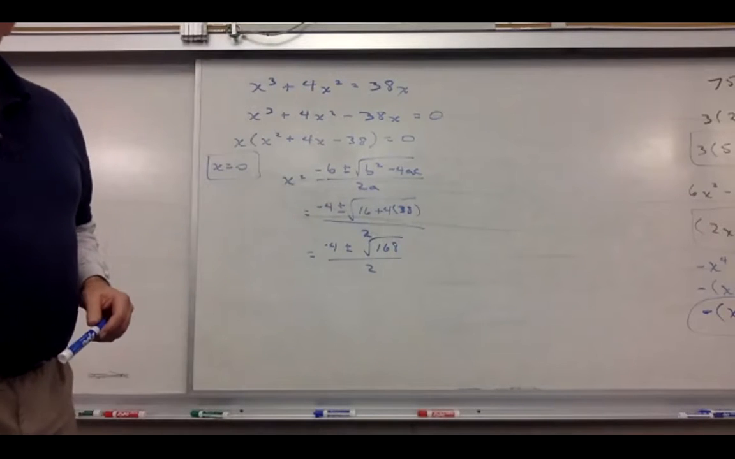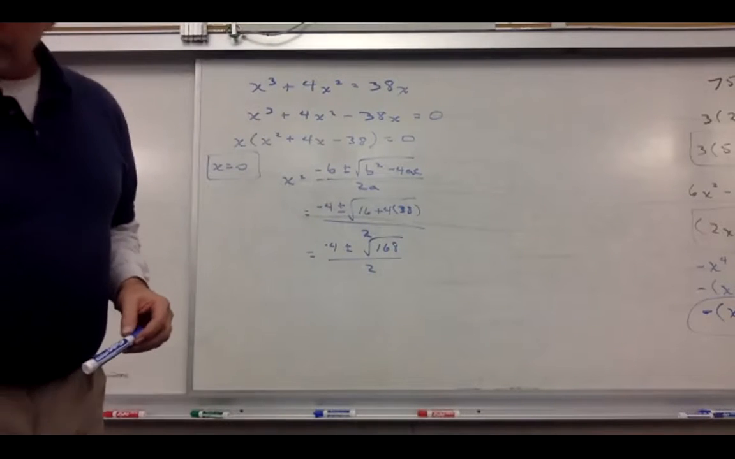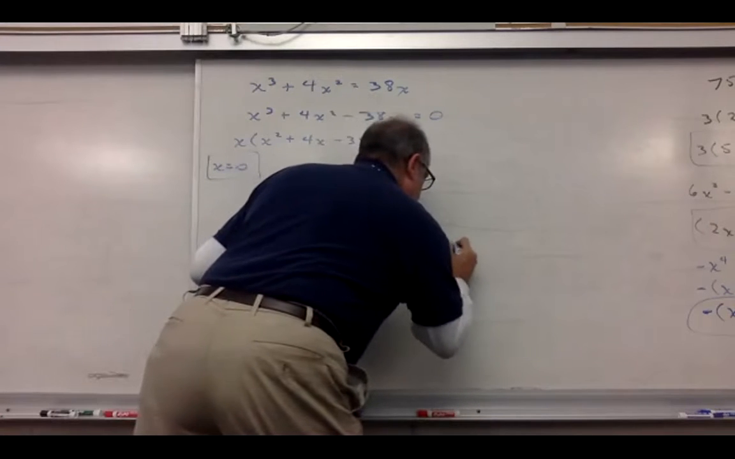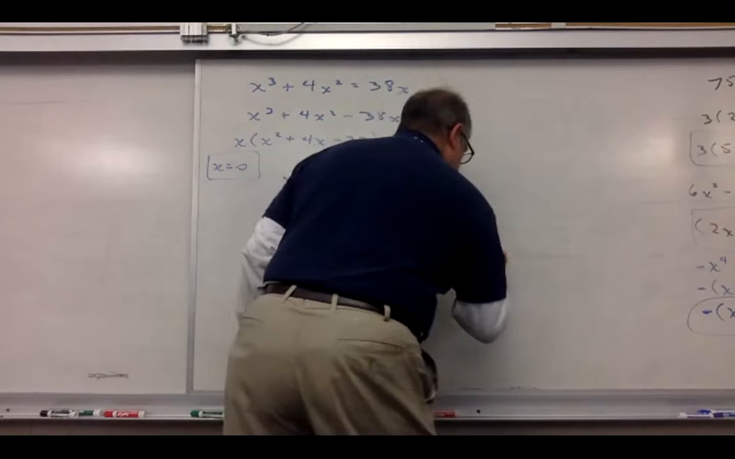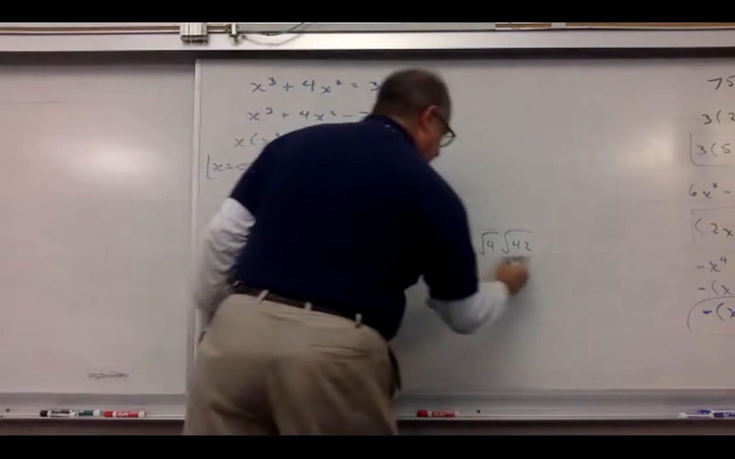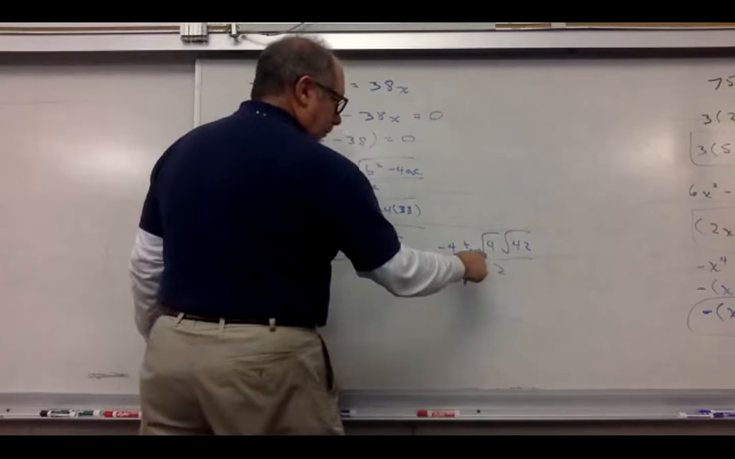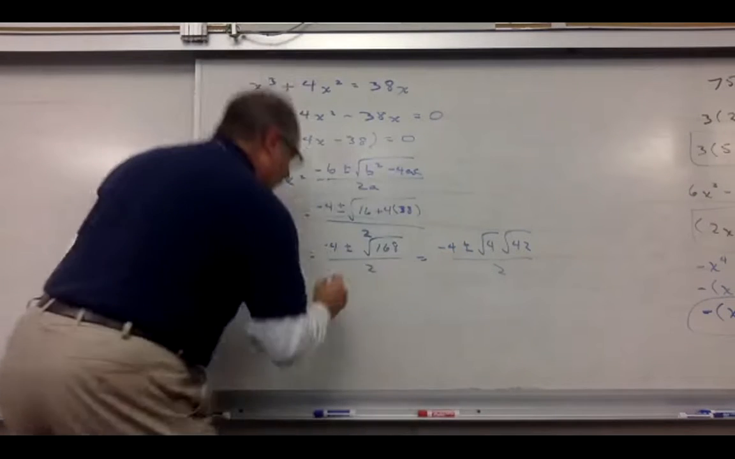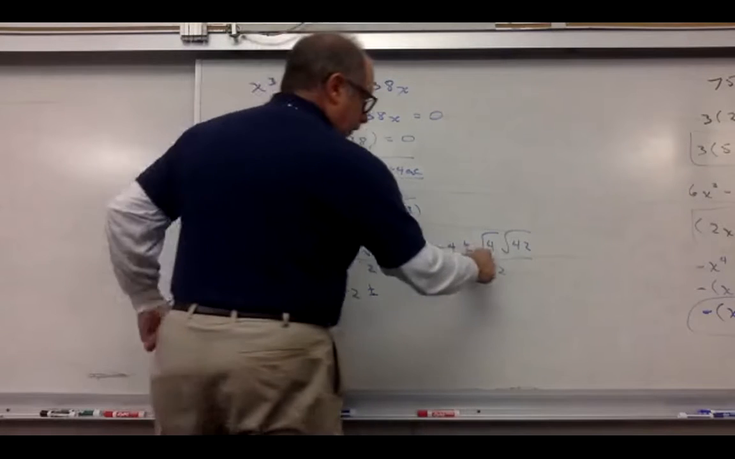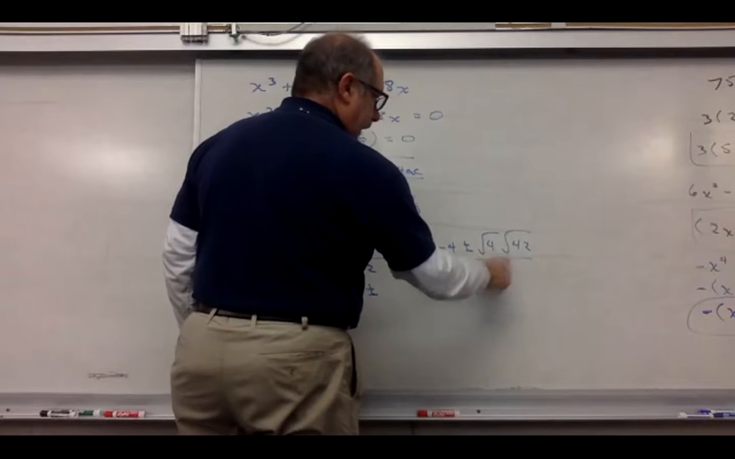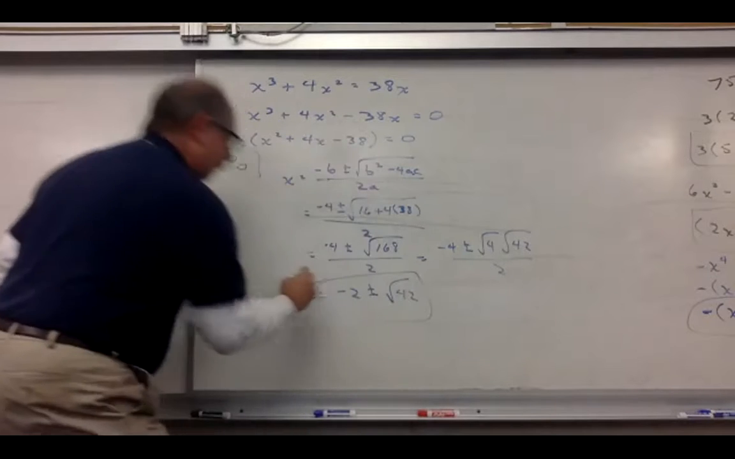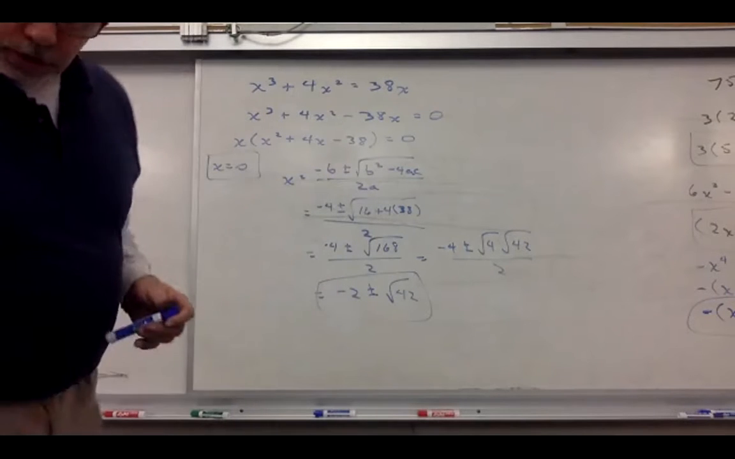The square root of 168, what goes into that? I know 4 goes in that, divide by 4 and get 42. So this is going to be negative 4 plus or minus the square root of 4 times the square root of 42, all over 2. Negative 4 over 2 is negative 2. Plus or minus the square root of 4 is 2, that's going to cancel out that 2. So I get the square root of 42. And those are my other 2 roots.